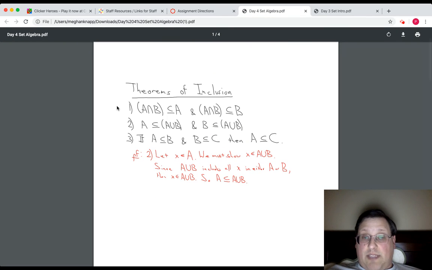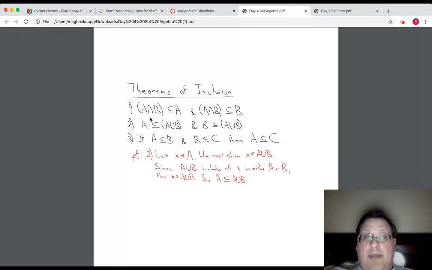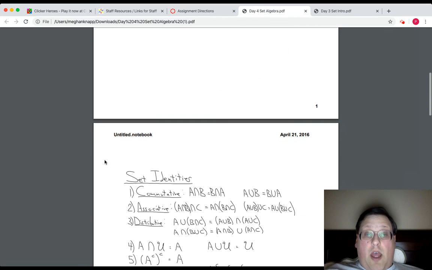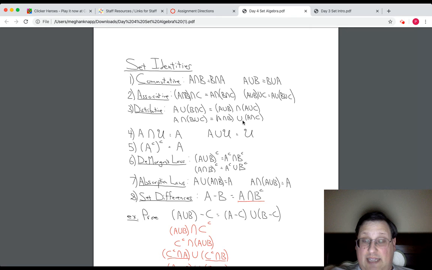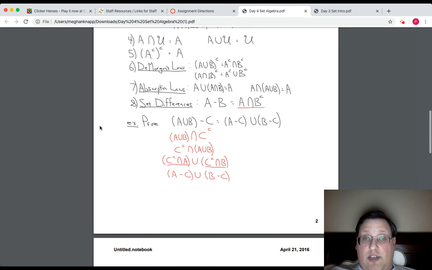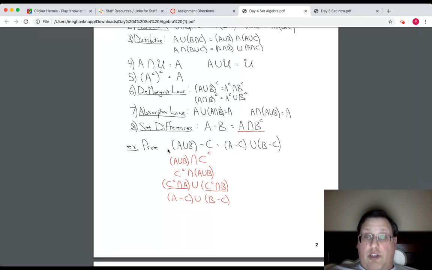This has some theorems of inclusion. It starts talking about how intersections and unions work. We have some properties of sets. And then what I really wanted you guys to notice was right here, where it talks about prove the union of A and B minus C is A minus C unioned with B minus C. Kind of like in the first unit this semester, we discussed algebraic proofs of logical statements. Here we can use a lot of the same rules with set statements.